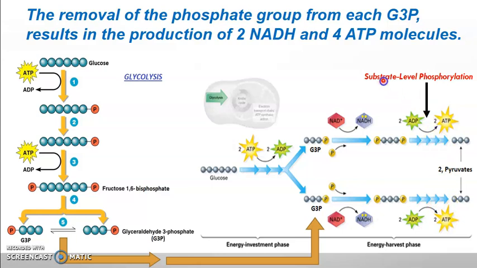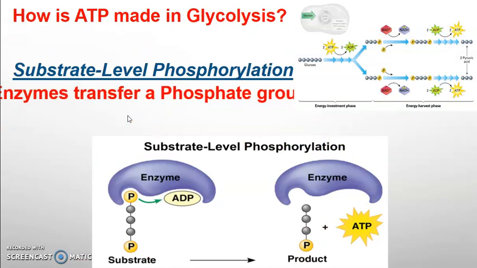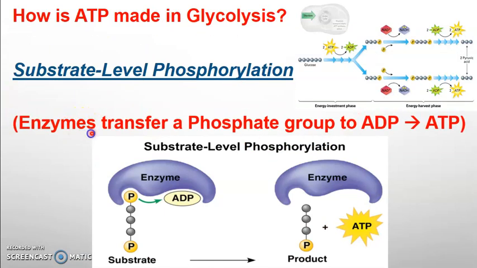That's actually called substrate level phosphorylation. I'll elaborate that more on the next slide. All right, so it's not oxidative or photophosphorylation. This part here in glycolysis is called substrate level phosphorylation. All right, now what that really means is this. You're simply using enzymes to transfer a phosphate group to ADP to make ATP.